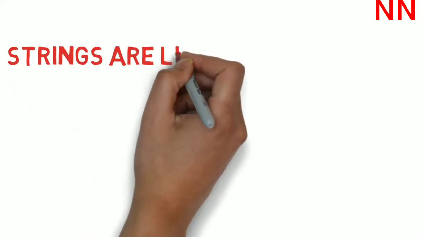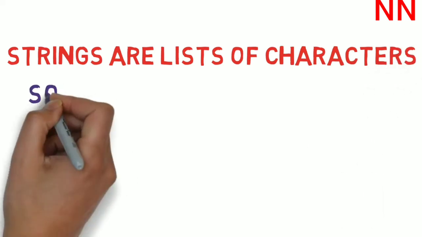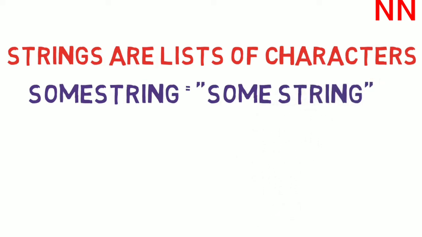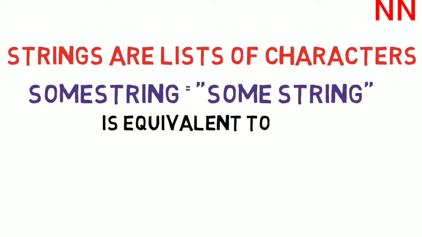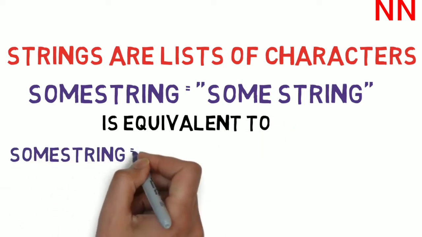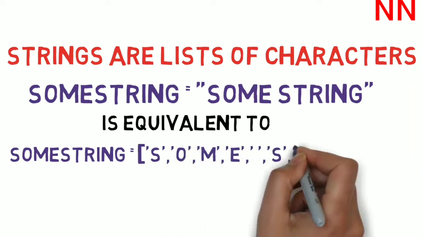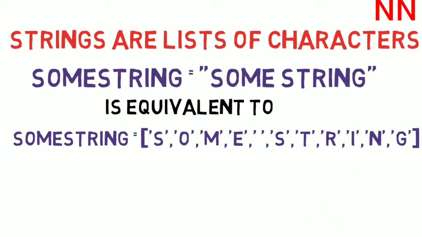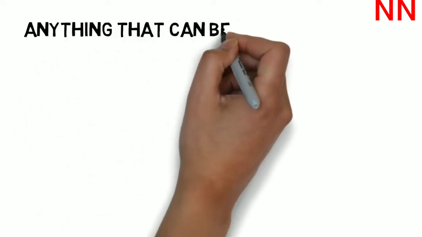You'll realize when you're using Python, everything in life is a list. Strings are lists of characters. some_string = "some string": we've assigned a string to the variable some_string. This is equivalent to a list of the characters of the string. What do we mean by that? Anything that you can do with a list, you can do with a string as well.